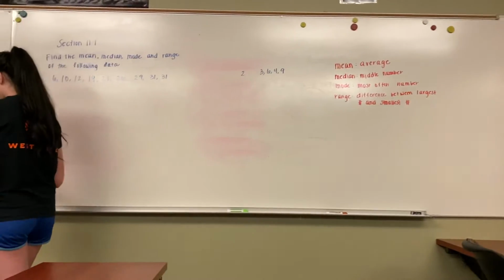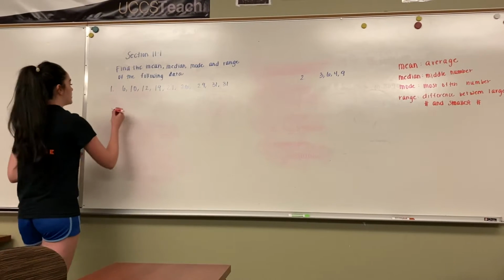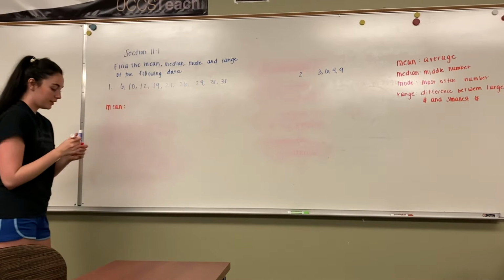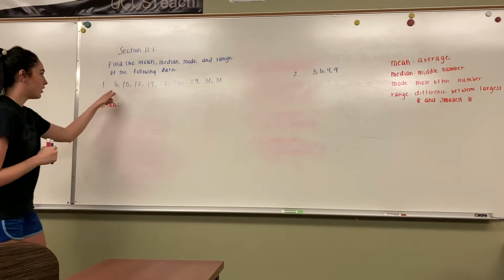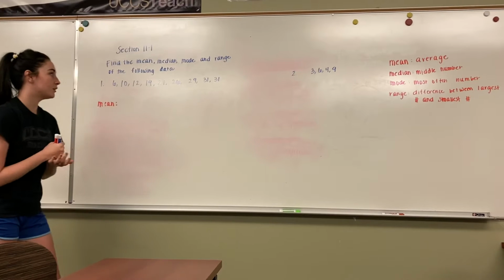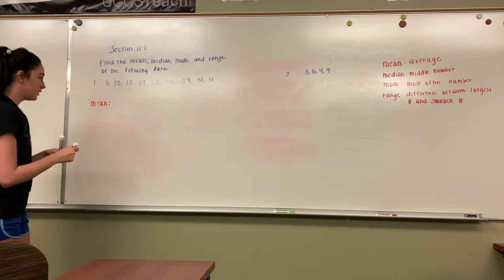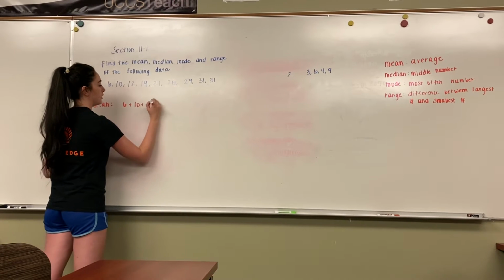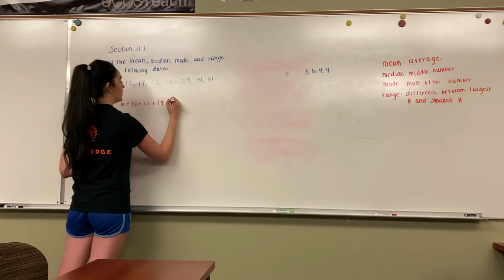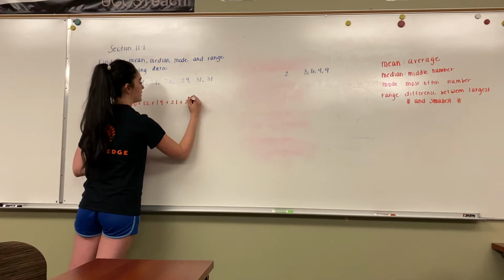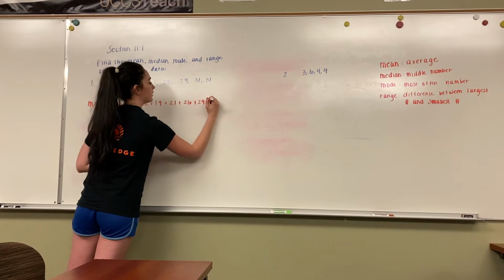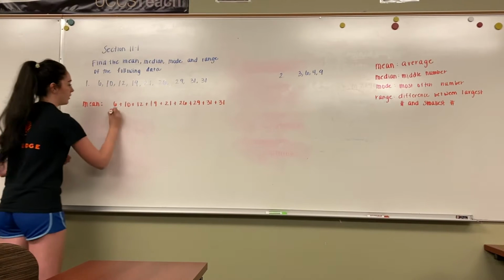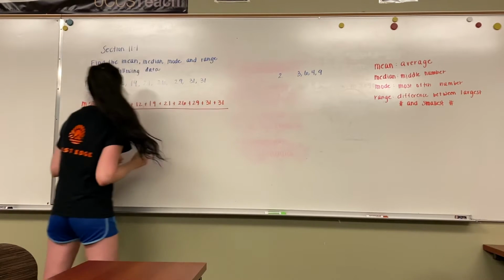So let's find the mean, which is the average of this data. What you do to find the average of the data is you add all of them up and then you divide by how many numbers there are. So let's add all of them up. We have 6 plus 10 plus 12 plus 19 plus 21 plus 26 plus 29 plus 31 plus 31. And then we have to divide it all by how many numbers there are.